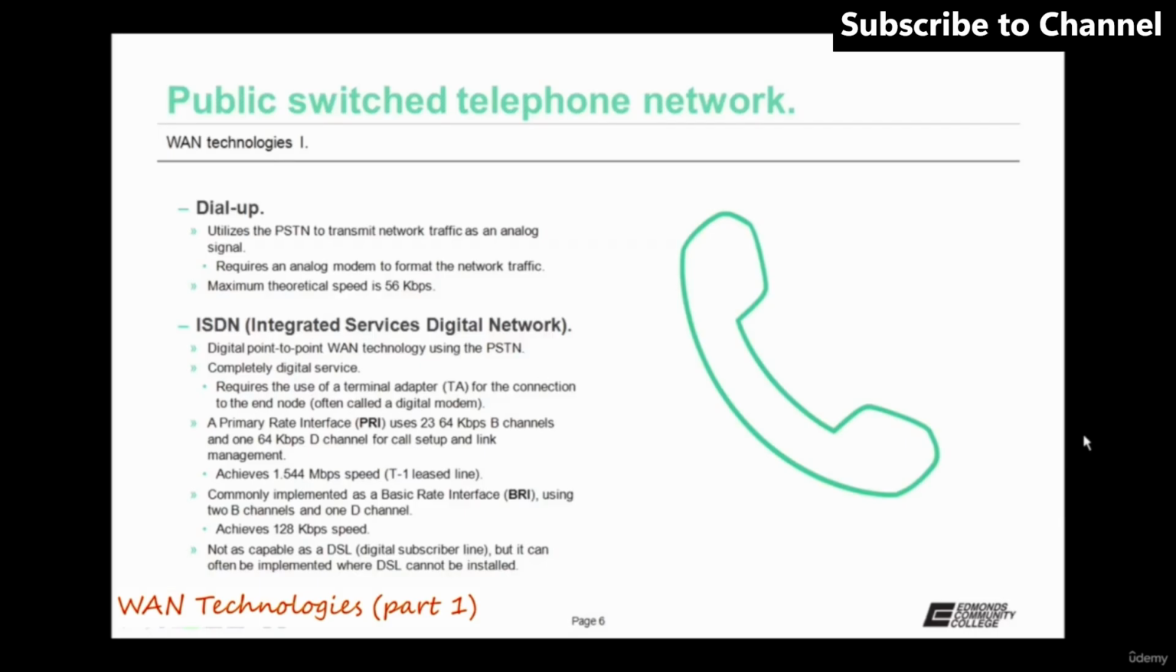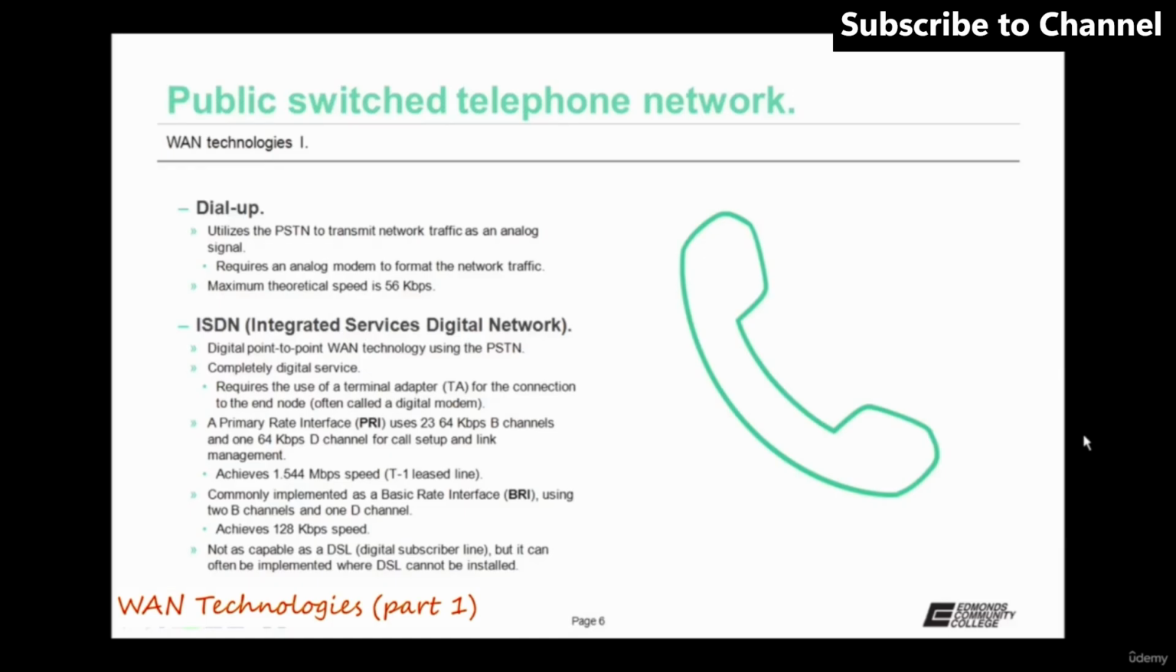Then there's ISDN, Integrated Service Digital Network. ISDN is a digital point-to-point WAN technology that utilizes the PSTN. It's a completely digital service. It requires the use of a terminal adapter, or TA, to make the connection to the end nodes. This TA is often called a digital modem, but it's not. It's a terminal adapter. ISDN can use a primary rate interface, or PRI.